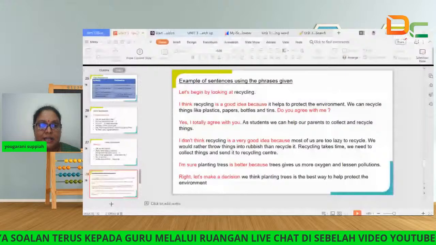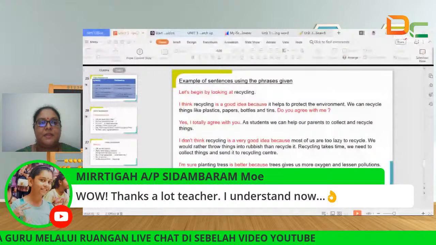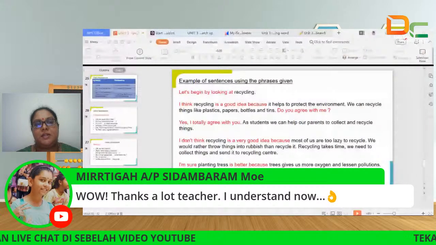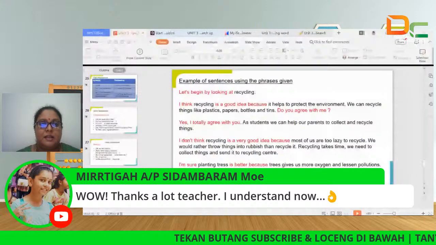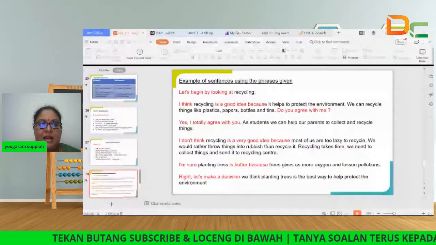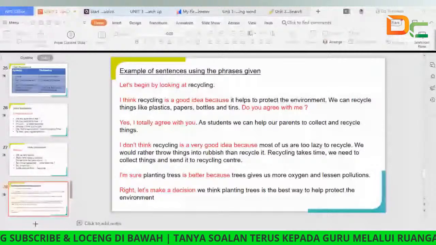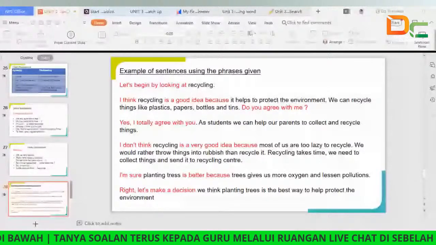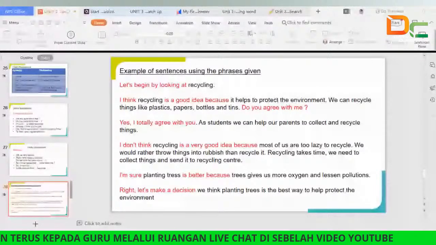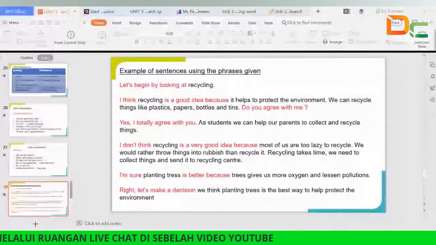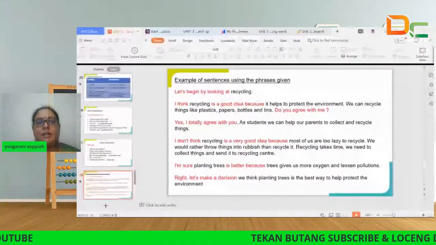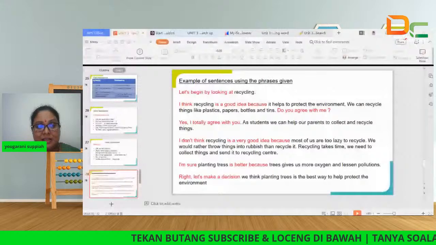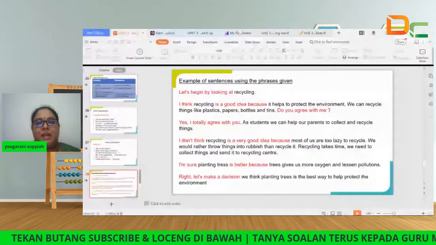I'll read again. Let's begin by looking at recycling. If you can see, the words that I have colored red are the phrases that we have learned for opening a discussion, to give opinion, to ask questions, to agree, to disagree, and to make decisions.